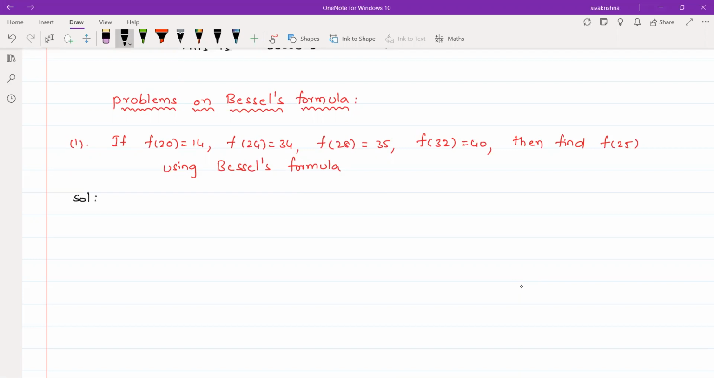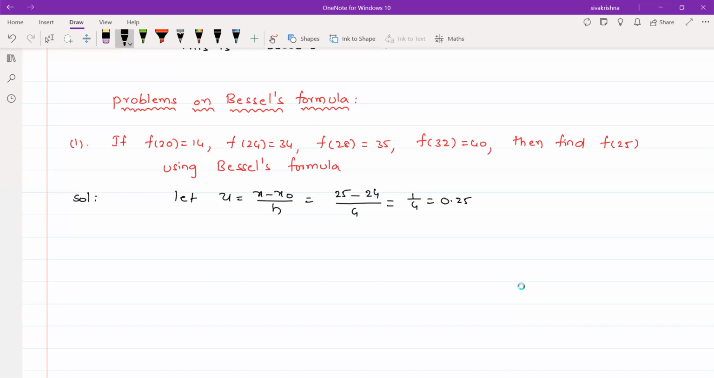So first we have to find u. So u is equal to x minus x naught by h. So this is the formula. We have to find the value of u. In this formula, the value of x is nothing but 25. The value that we have to find should be treated as x. So x naught, I am taking as 24, by h, the interval of difference, which is 4. So the difference between the x values is 4. So we get 1 by 4, which is equal to 0.25. So this is the value of u.